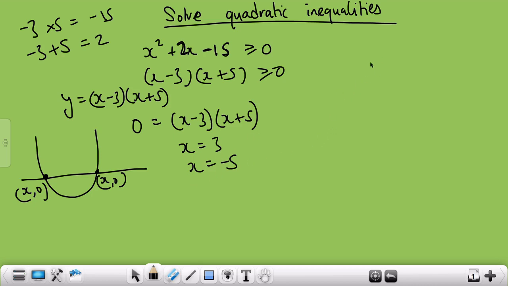So now I can sketch. Remember, a sketch doesn't have to be super accurate. You're not plotting it, it's just a sketch. It crosses at +3 and somewhere here -5. So it does something like this.